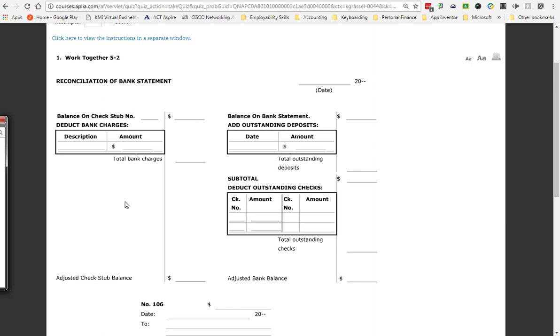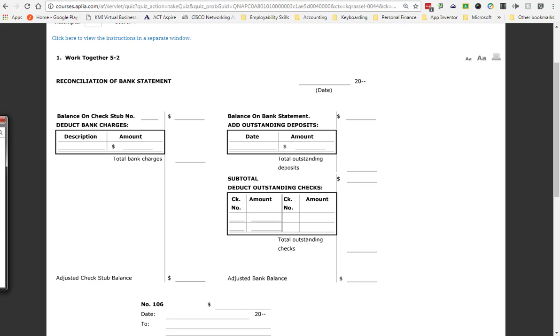When we look at a bank reconciliation statement, you're going to see it's going to tell you how to do the math. So it tells you right here, balance on the check stub, and then right here it says deduct. So when you see the word deduct, are we adding or subtracting? Subtracting. So I'm going to take that number and I'm going to subtract that one and I'm going to get a total. That's pretty easy math. Would you agree?